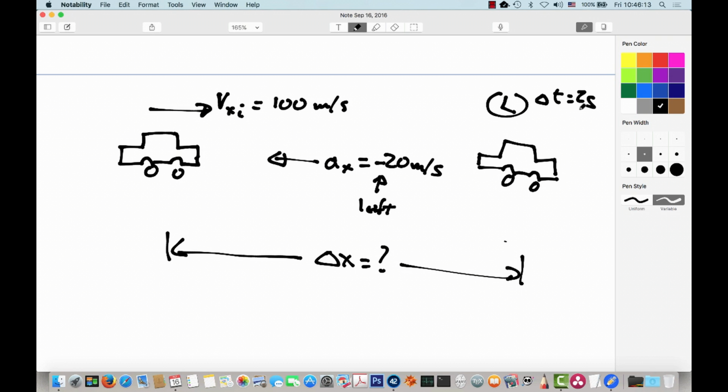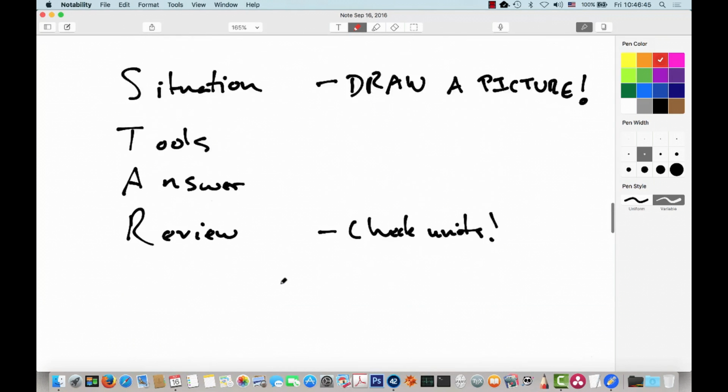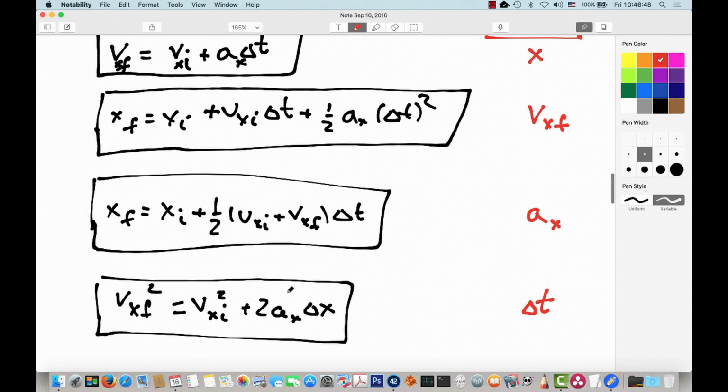Okay. So now I understand my situation. I am being asked for the displacement, delta x. I have been given the initial velocity, the acceleration, and the elapsed time. So to identify my missing variable, and I always put missing in quotes because we can find it if we want it, I am missing v final x. All right. So I know I'm missing v final x. I can go back to my gang of 4 and say, oh, this is the guy that looks like he'll do the job. So let's go ahead.